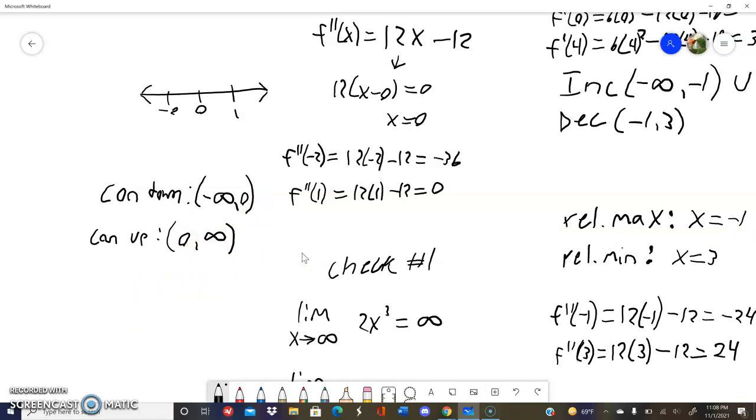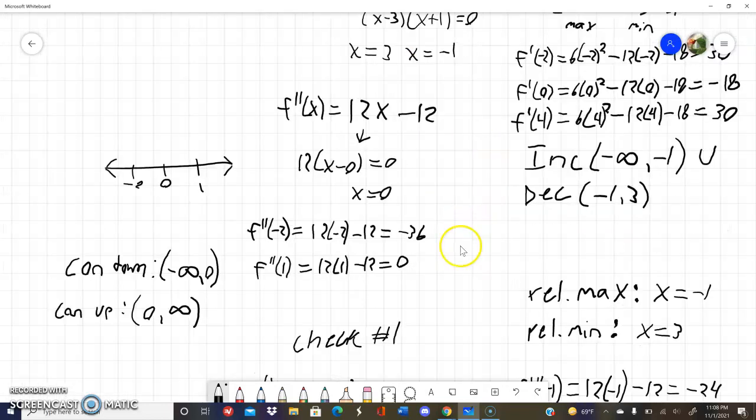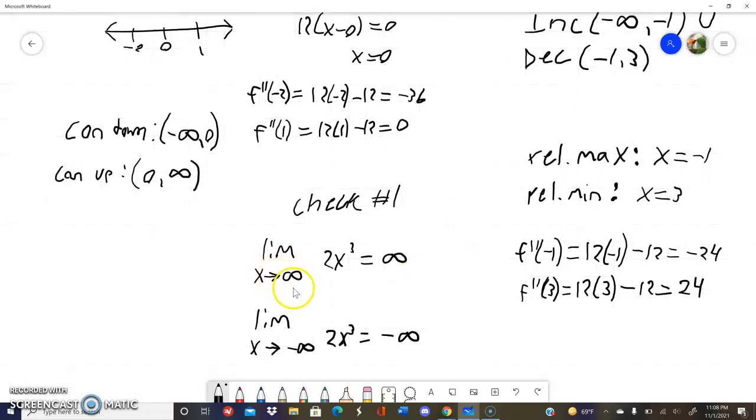Now to check for our limits when they approach infinity and negative infinity, we're going to take the leading term of the polynomial, which is 2x^3. When x approaches infinity, with 2x^3, we know it's infinity. And opposite, when x approaches negative infinity, it'll be negative infinity.